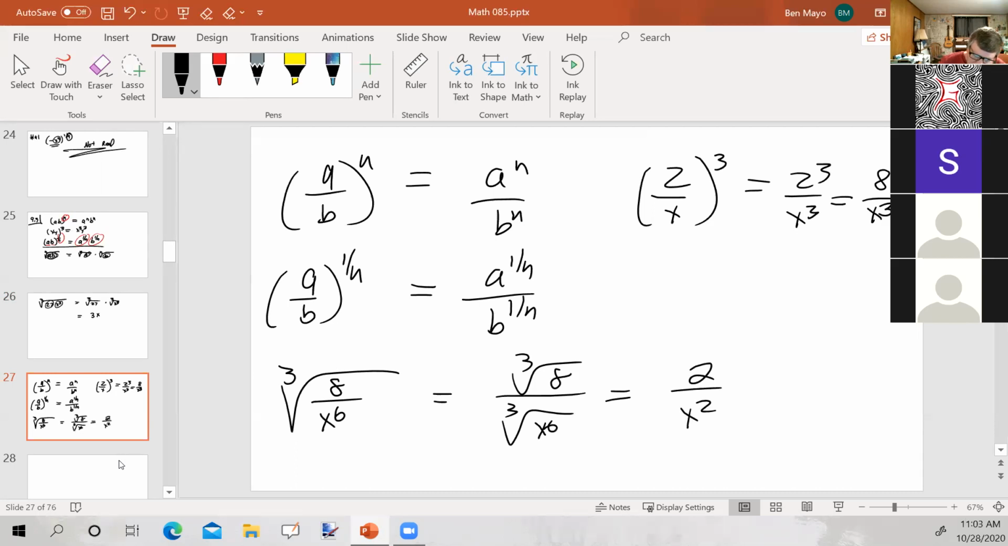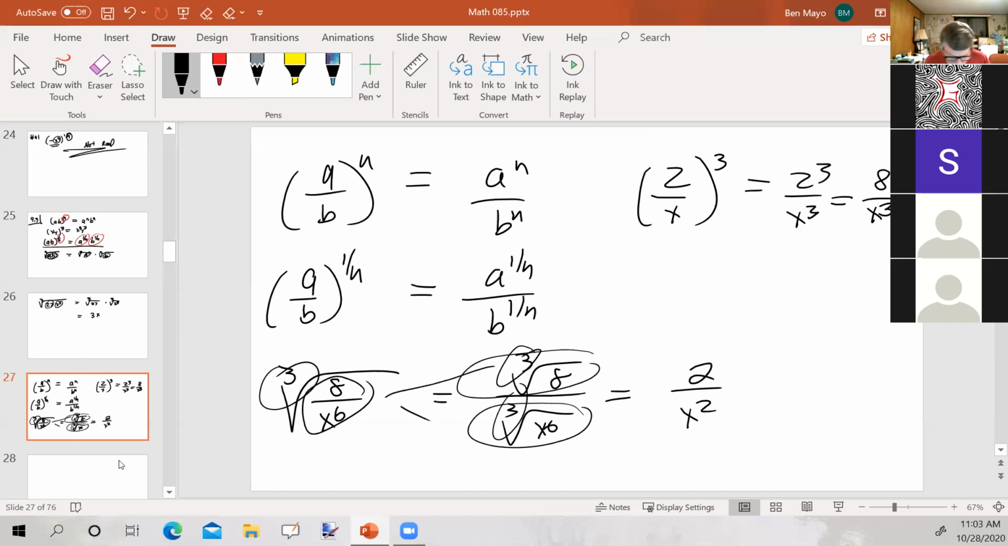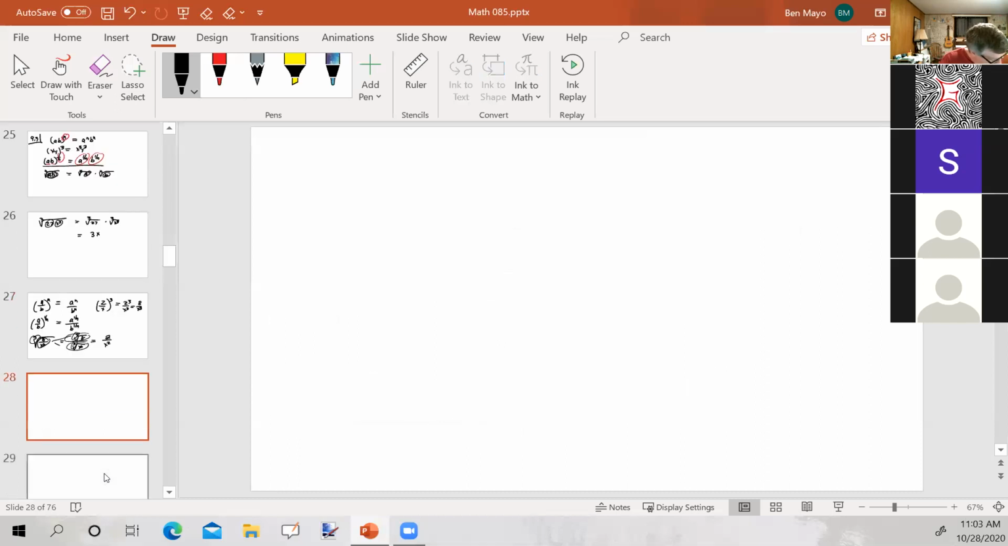The point is, if I have a quotient under a radical, I can split it up into separate radicals, the numerator divided by the denominator, but again, the index is the same in each case as it was in the original. All right, so we've got those two new rules. Now we're going to apply them. Before we do though, again, any questions? All right, here we go.